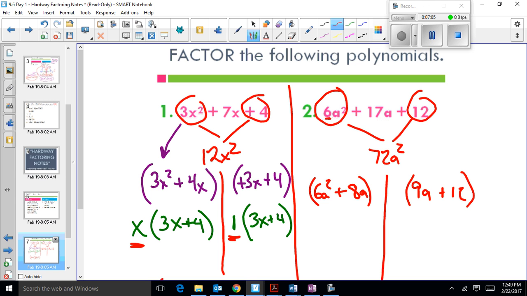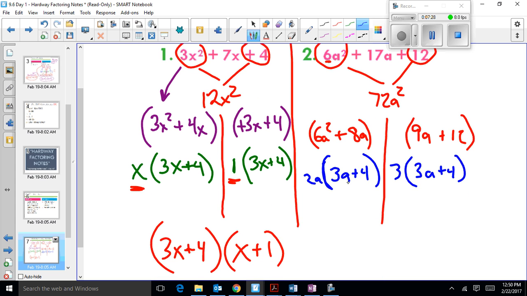After that, I factor out what I can. I can factor out a 2a, I think. So 2a on the outside, and then I get 3a plus 4. On the other side, I can factor out 3, and I get 3a plus 4. This is working the way it's supposed to. Now I see that 3a plus 4 is the same on both sides, so one of my binomials is 3a plus 4. The other one is my 2a and my positive 3. And there's my binomial.